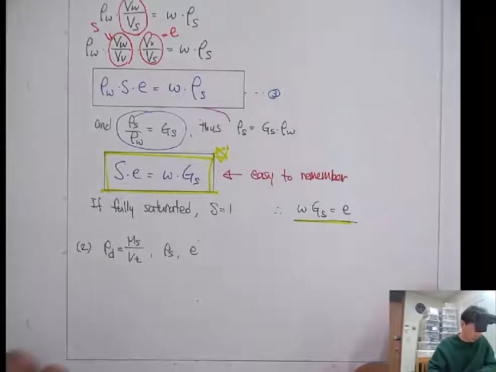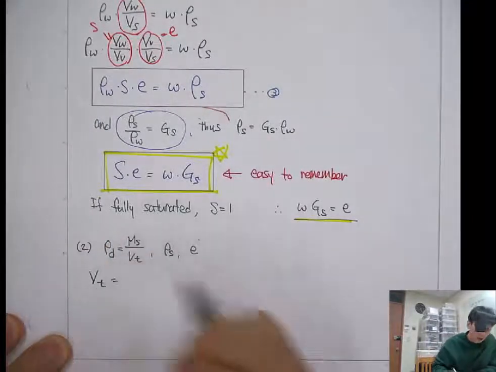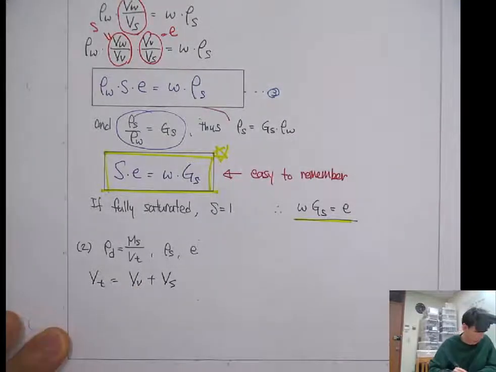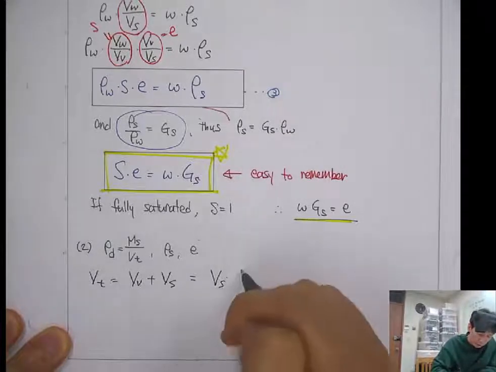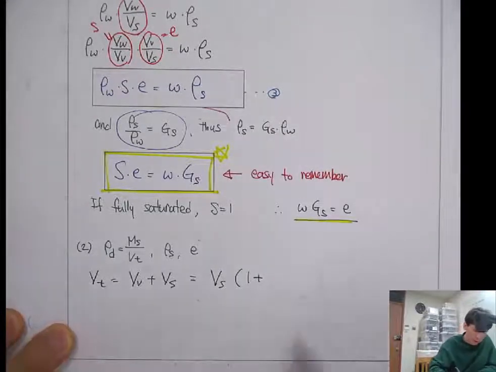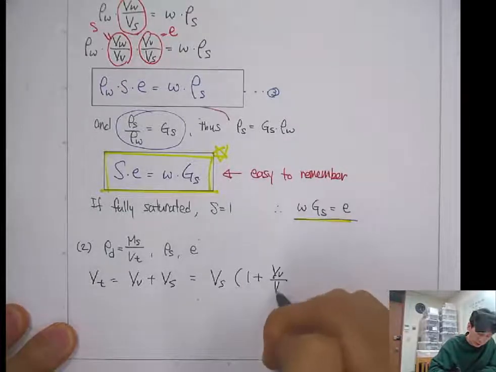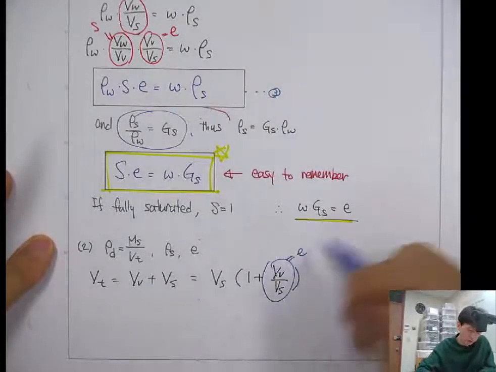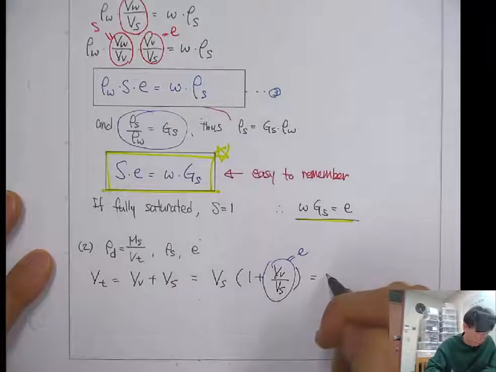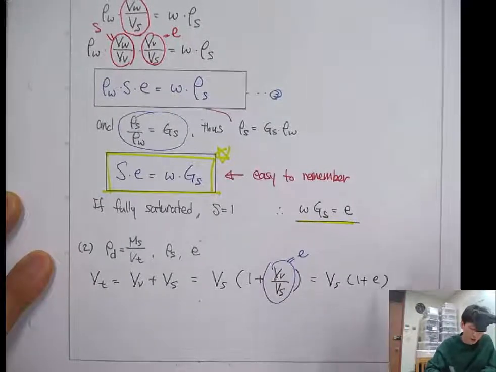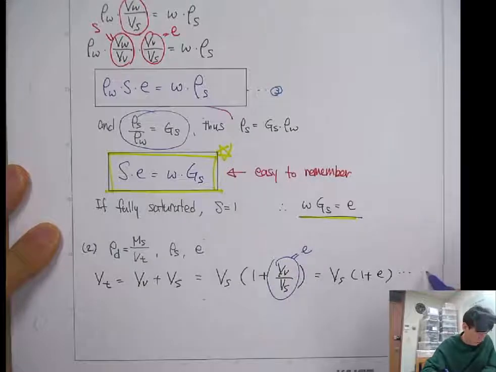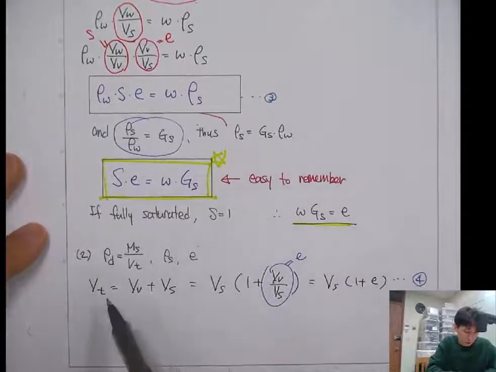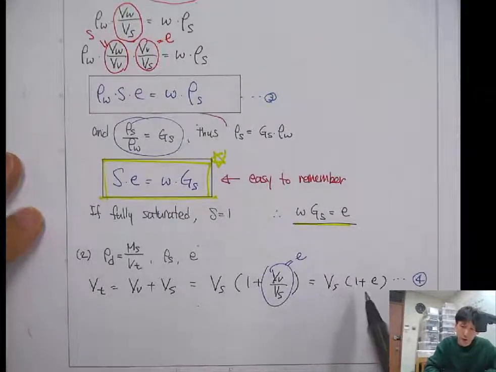So let me start with the total volume. And total volume is void volume plus solid volume, right? So then if we take out the solid volume, then 1 plus V v over V s. And here, as we did before, this is the same as the void ratio. So V is V s times 1 plus e. Let's denote that this one is equation 4. So the total volume is equal to V s times 1 plus e.